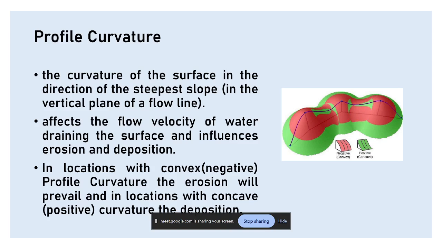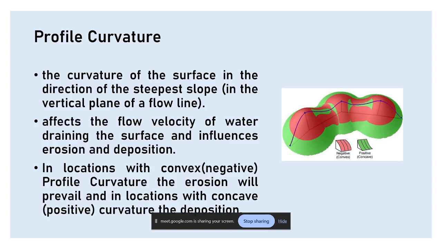okay, so in this particular case, we are considering the vertical curvature, which is basically the curvature along the slope in the direction of the steepest descent. Okay, because however gentle it is, the flow of water will not be so intense, but the more steep it is, the more powerful the flow will be. That, in turn, we can also talk about as erosion and deposition. In locations with convex profile curvature, as you can see here, the erosion will prevail, and in locations with concave curvature we will have deposition.